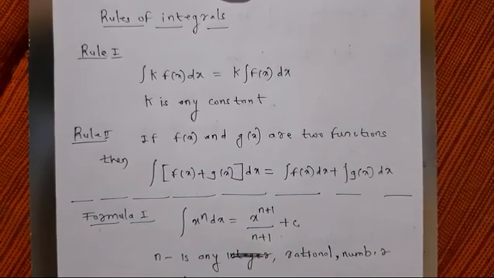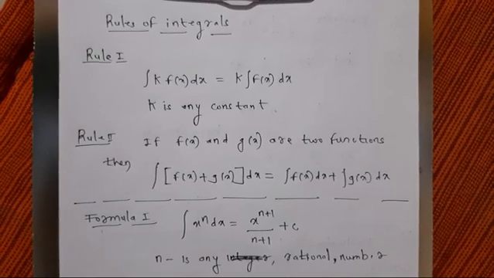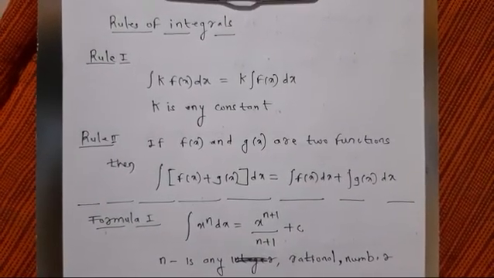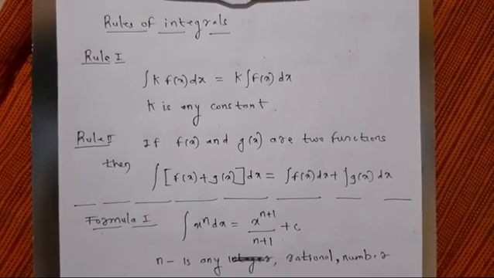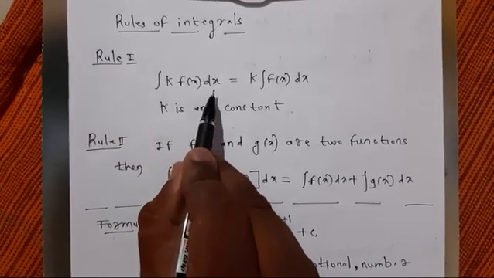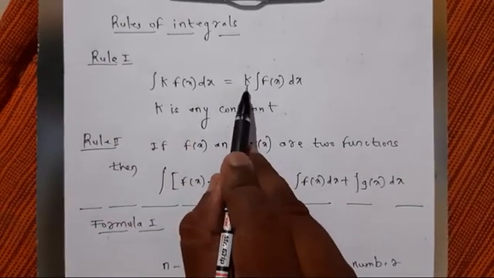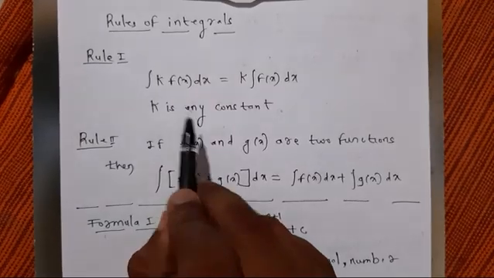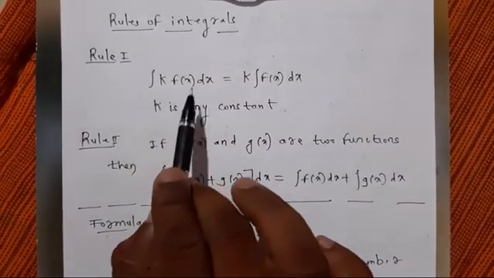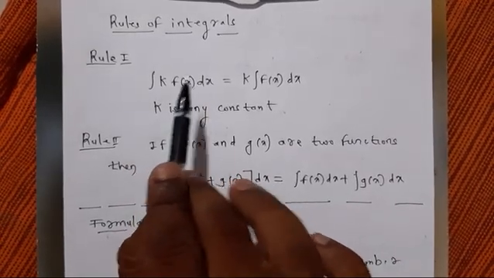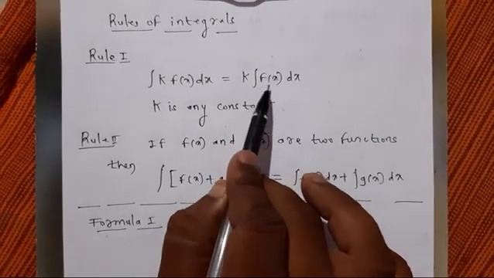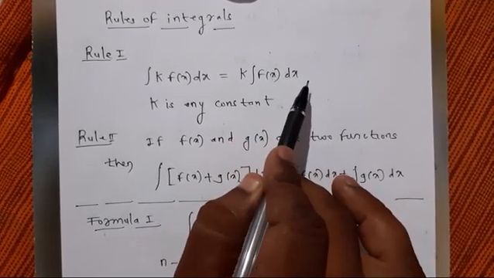Now we will see some rules of integration. Similar to differentiation, we have rules in integration. The first rule is integration of k into f of x dx is equal to k times integration of f of x dx. Here k is a constant. What I did here: while integrating k into f of x, I have written k outside the integral sign and integrated the function f of x with respect to x.